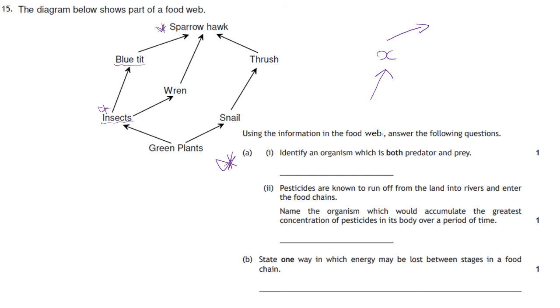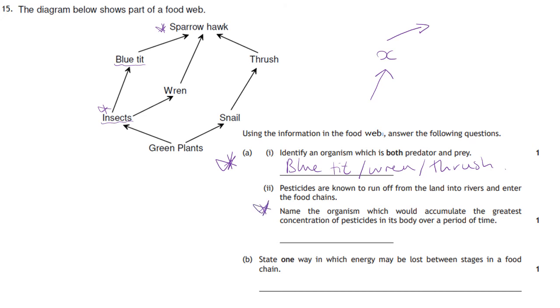What's my other option? So look at the wren. Again, this could also be the wren, because look, it's the predator of the insects, but it's the prey of the sparrowhawks. Last one, the thrush. And again, it's the same. It's the predator of the snails, but it's the prey of the sparrowhawks.